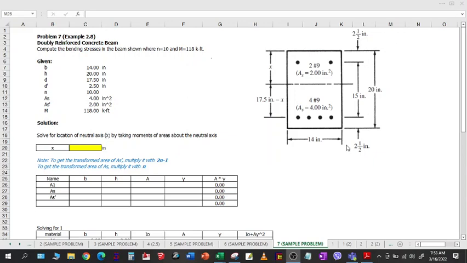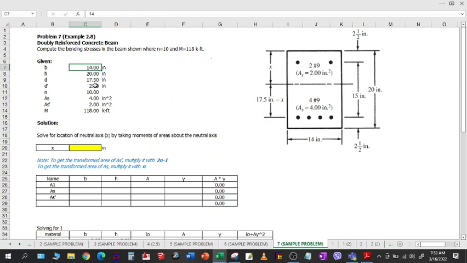Problem number 7, example 2.8. This is a case for a doubly reinforced concrete beam. The problem states, compute the bending stresses in the beam shown where n is 10 and M is 118 kip-foot. This is the section of the beam. We have steel below, which is for tension, and we also have steel above, which is for compression.